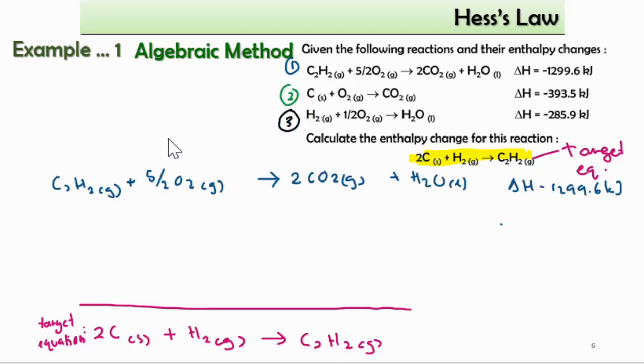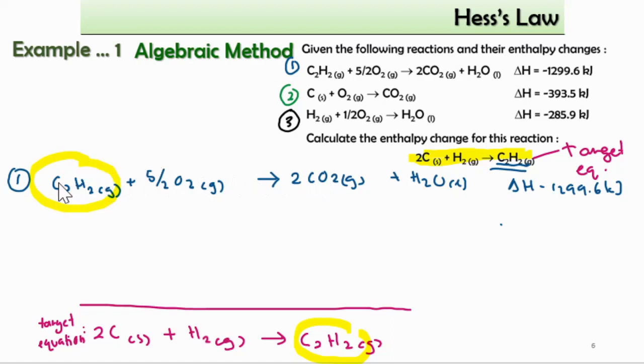So you write the first equation. This is the first equation, and then compare with your target equation. Look at the product that you want to form, which is C2H2. So we look at C2H2 in your target reaction and in your first equation. It is on the opposite side. We want to produce this target equation, so that means we have to reverse this equation.